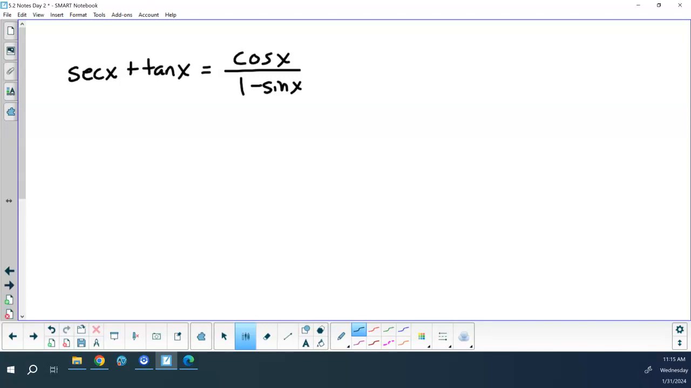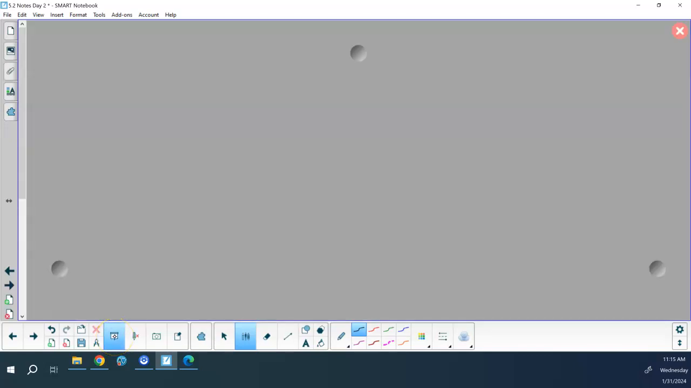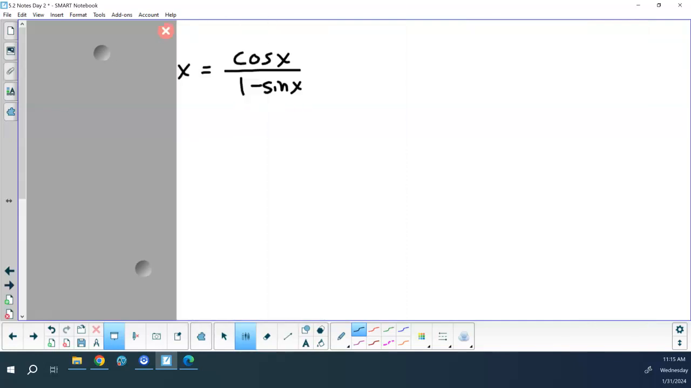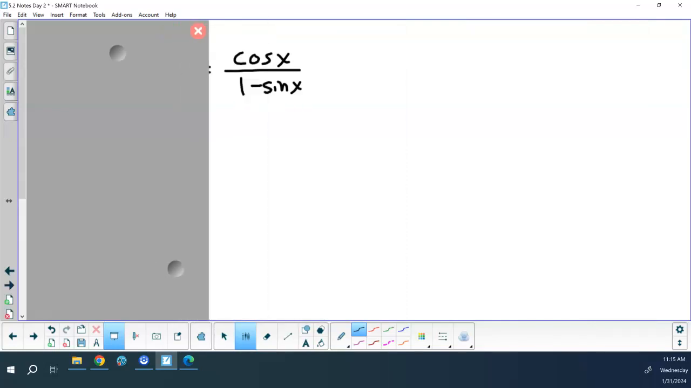That's the side we want to go with. Okay? Now in this case, they both look kind of scary, but anytime that you see 1 minus a singleton trig function, that's the side you go with. Okay? So I'm going to focus all of my attention on the right side of this. And that's it.